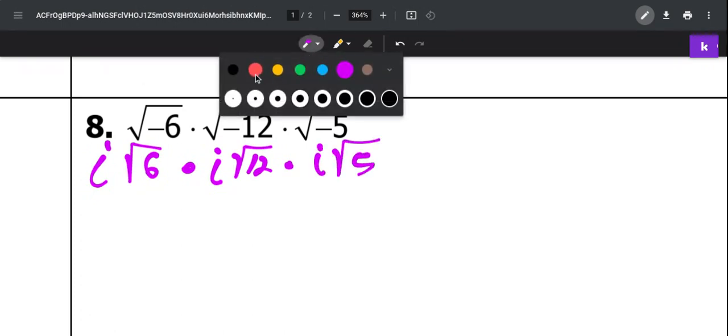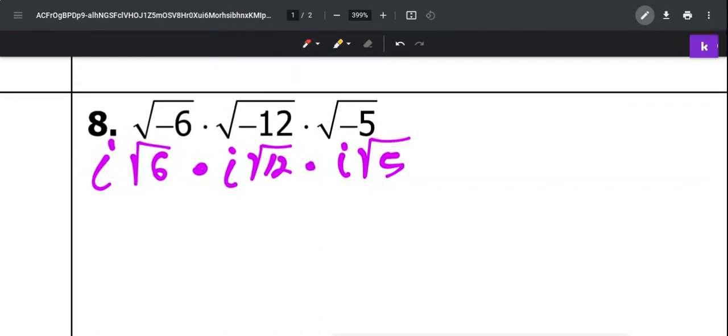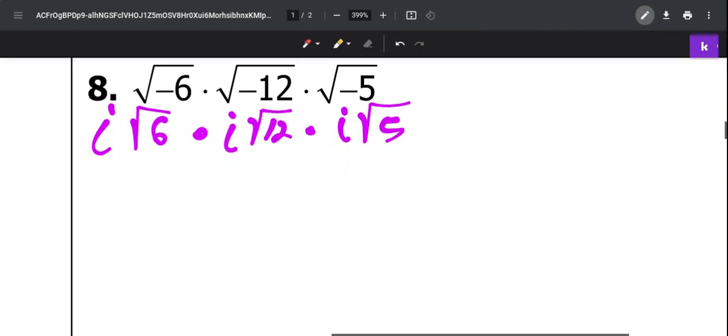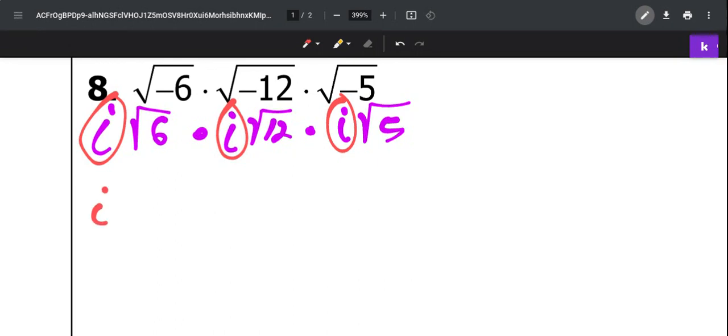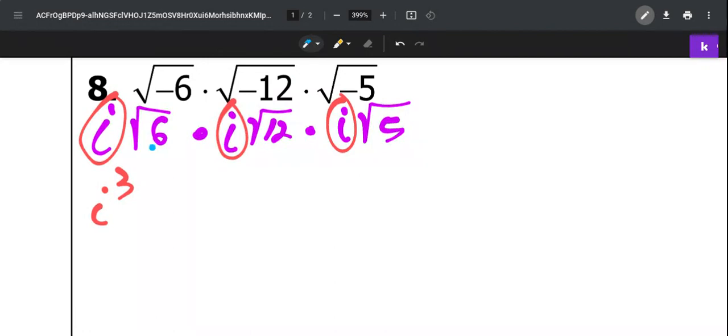Because here's what we're going to do. We're going to multiply these in 3 different spots. Well, 3 different spots, but 2 different ways. First, everything on the outside multiplies together. So we're going to multiply i times i times i, which is i to the 3rd power. All right. Then we're going to multiply everything in the radical, but we're going to keep it under the radical. That's how you multiply radicals.